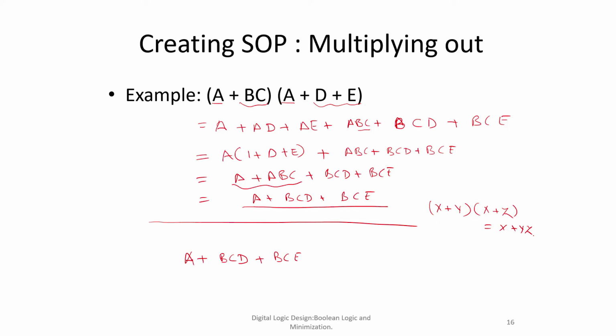So this shows the utilization of those theorems which we have learnt yesterday. They can make our task easier, because when we use one of them, they will reduce the number of steps which we are going to consume. Okay, so this is how we can create a sum of product.